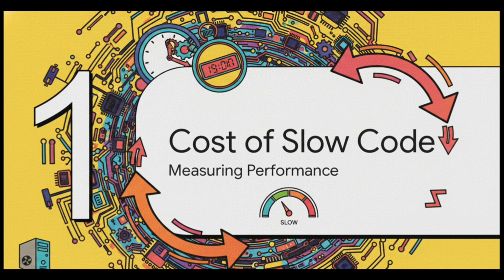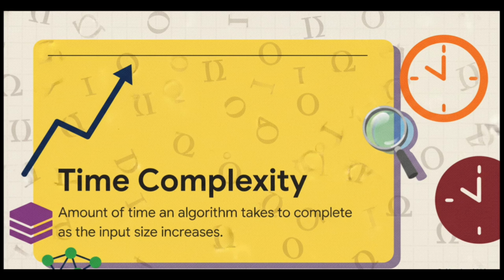Section 1. The cost of slow code, measuring performance without hardware. To really wrap our heads around this, we first need to separate your code's efficiency from your computer's sheer processing power. Time complexity is simply the amount of time an algorithm takes to complete as the input size increases. Basically, it measures how fast or slow your program runs, totally independent of your hardware.